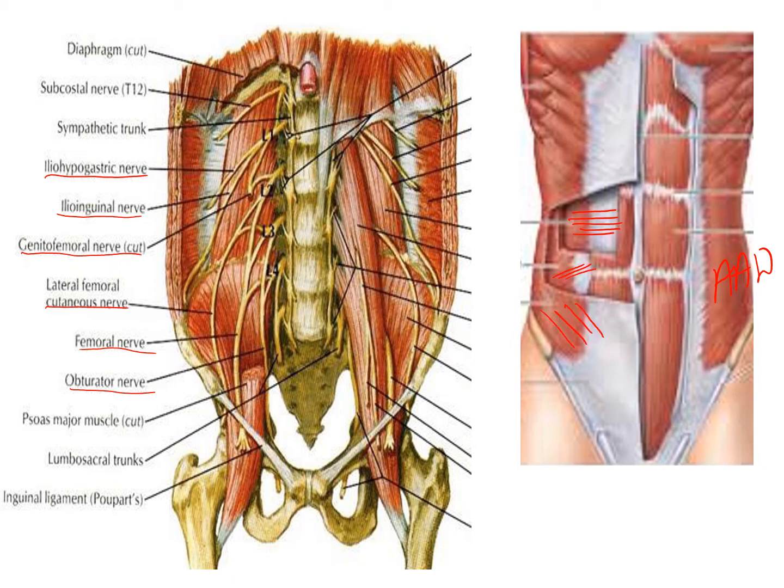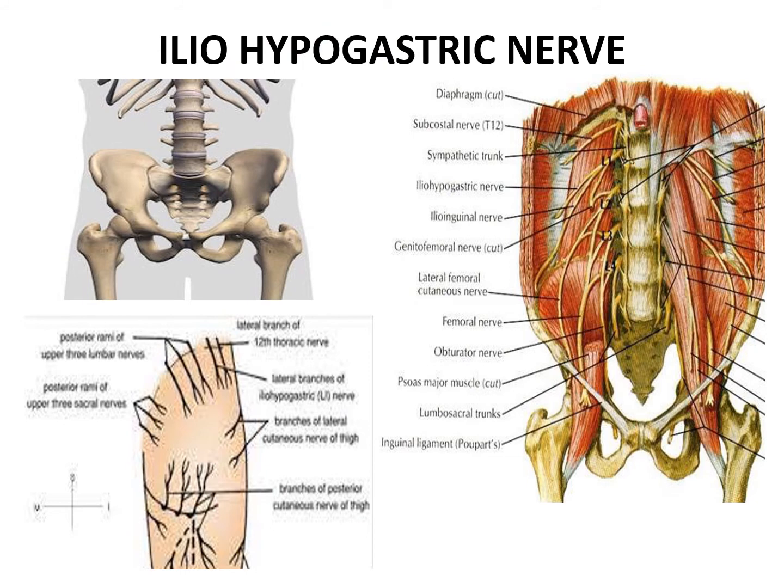So see, these are the three muscles of the anterior abdominal wall. These nerves will pierce these muscles, come out and supply their destined region. First we will discuss the iliohypogastric nerve. As already discussed, the iliohypogastric nerve is formed by the ventral ramus of L1. If you can see here, this is the iliohypogastric nerve formed by the L1 ventral ramus.